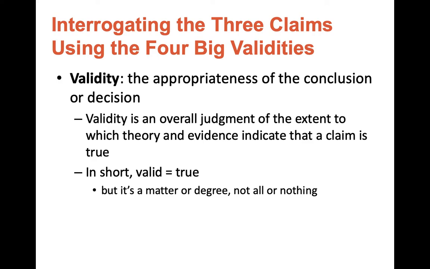In other words, we don't just say valid or invalid, but we come up with the extent to which, okay, it's a continuum. There's gradation, there's degrees of validity. And that's especially true when we're considering that we're going to be interrogating claims using four different types of validity. So you could have a research study or a claim that is higher in one type of validity but lower in another. So it's not a matter of all or nothing, it's a matter of degree.